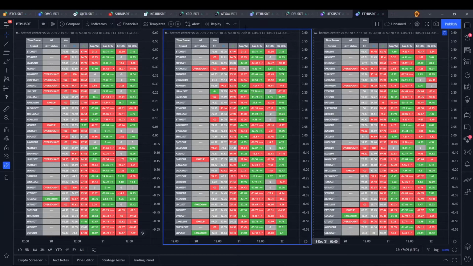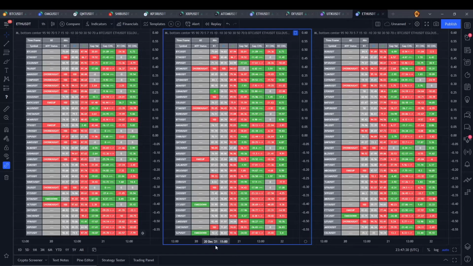Yeah. So what you can see here, overbought, overbought, overbought, fake up, overbought. Let's just examine the fake downs. Okay, there was a fake down that just vanished here.